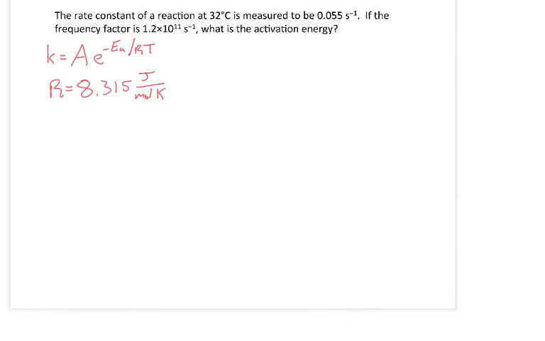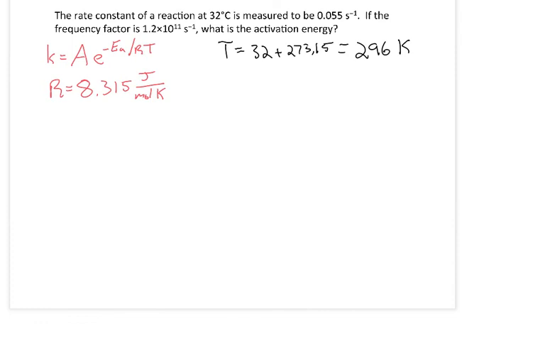The other thing we need to be careful of is they gave us the temperature in degrees Celsius. But because R is in Kelvin, I need to be sure that I convert the temperature into Kelvin. So let's do that first. So the temperature is going to be 32 degrees Celsius plus 273.15 to turn it into Kelvin. And so I get 296 Kelvin for the temperature.